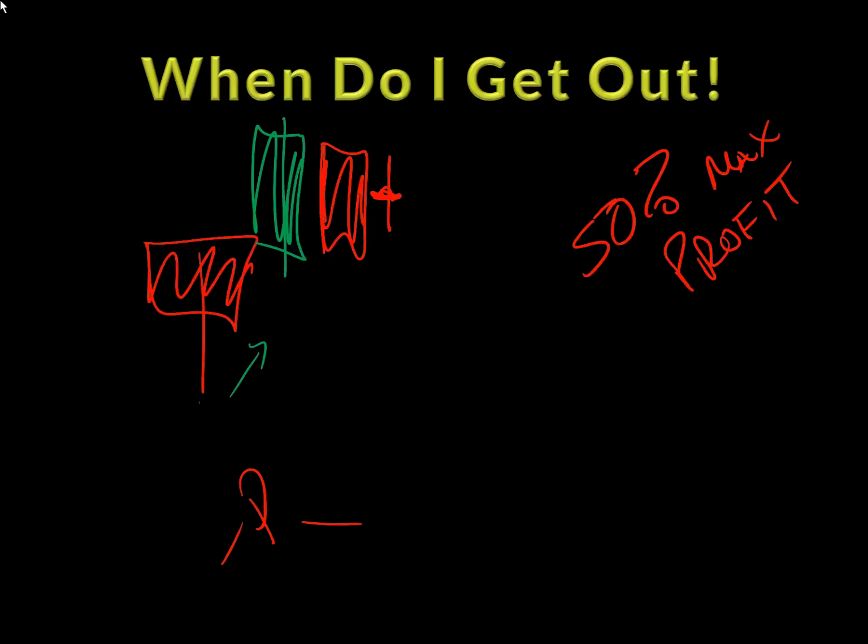And if it corrects again, you can get back in. Get in and out of them. All right. So 50% of max profit for a person that has less risk tolerance, and probably a nickel or a dime for anybody that has a real high risk tolerance.